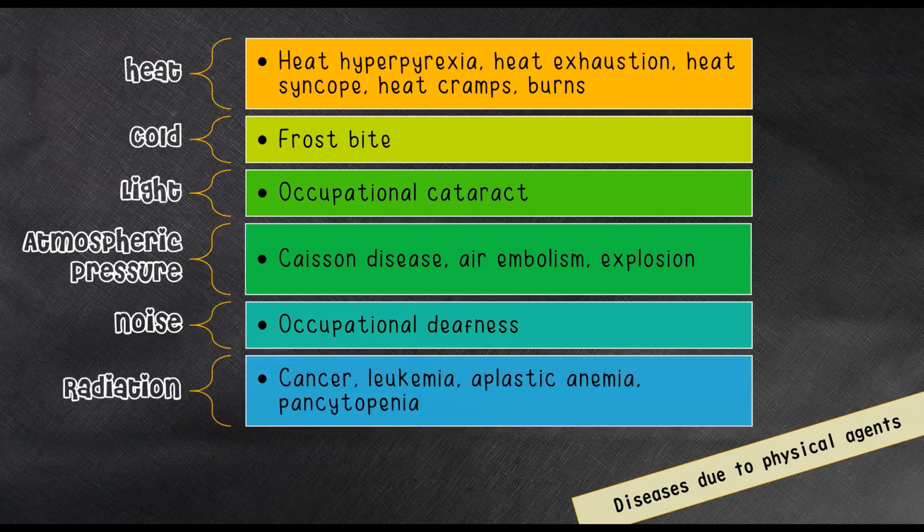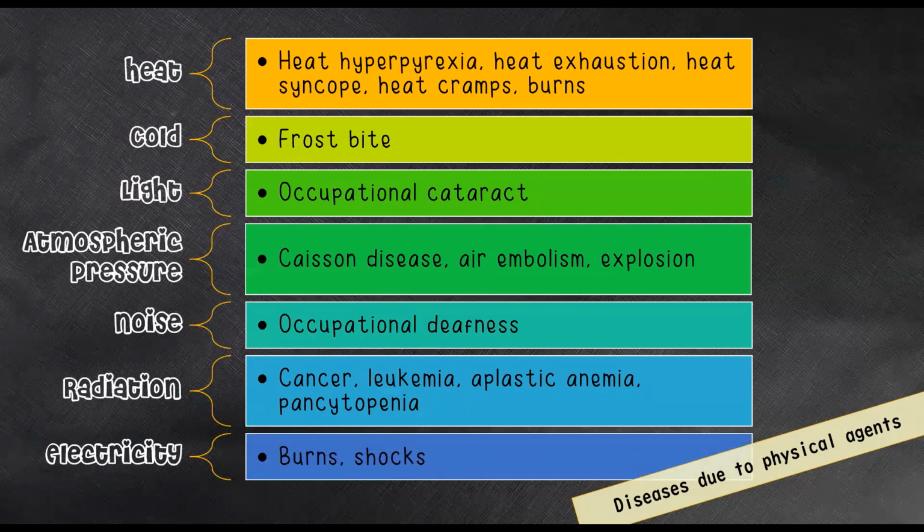Radiation, pwedeng makakause ng cancers. Leukemia is very common ang cancers when exposed to radiation. Pancytopenia class, pancytopenia is decreased number in all types of blood cells. So when we say pancytopenia, mababa ang red blood cell count, white blood cell count, and platelet count. Mababa lahat. Electricity, of course, it can cause burns and electrocution, which can result into shock.